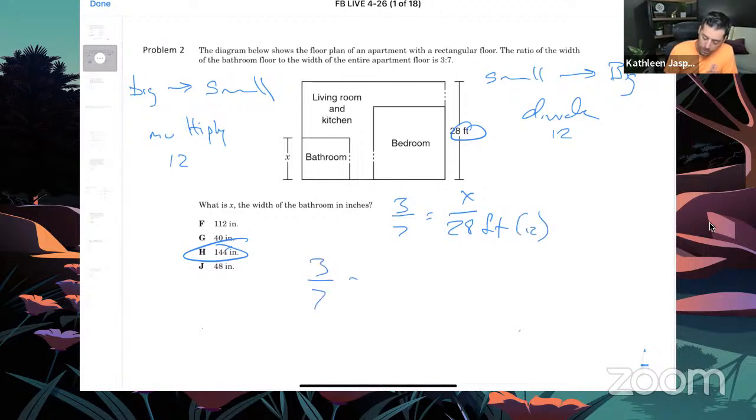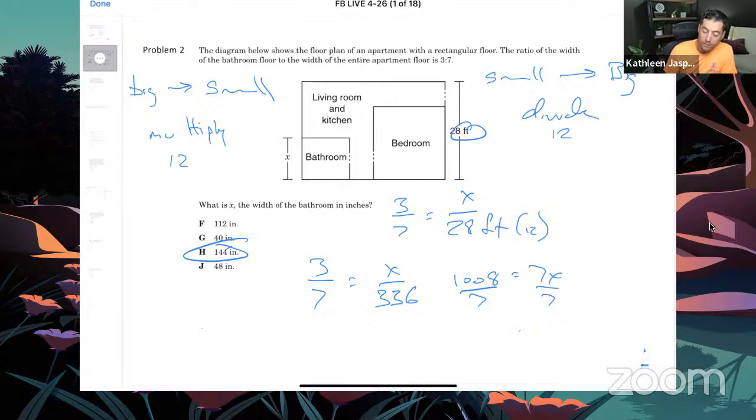Redo your X over 28 times 12 equals 336. So then now we're in inches. So whatever I get, 336 times 3, 1008 equals 7x, divided by 7 divided by 7. Again, you would do all this in your calculator. No need to write this.